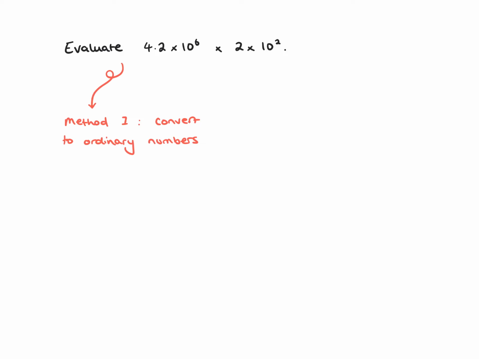Now, the first method we have for multiplying numbers in standard form is to begin by converting them to ordinary numbers. So let's take 4.2 times 10 to the power of 6. That's the same as multiplying 4.2 by 10 6 times. And what happens is we move all the digits to the left 6 places. And when we do, we see that 4.2 times 10 to the power of 6 is equal to 4,200,000.